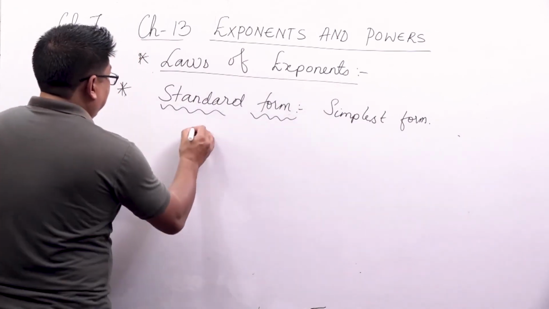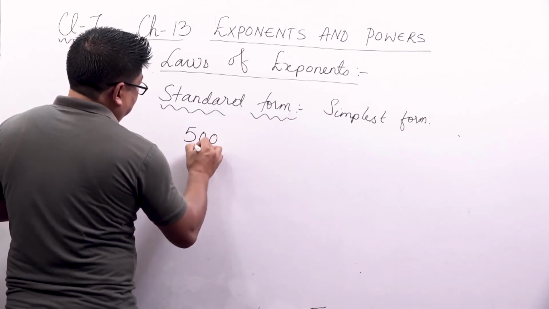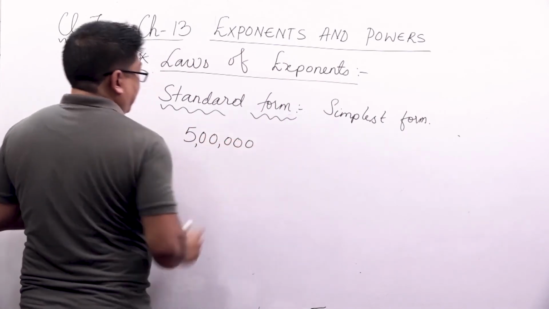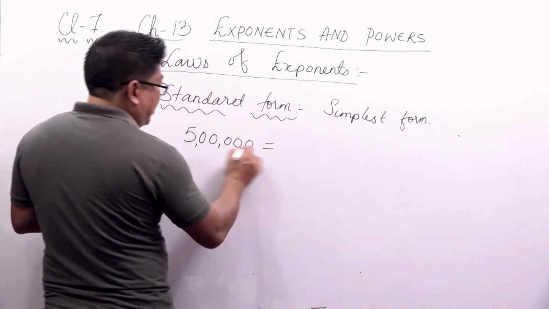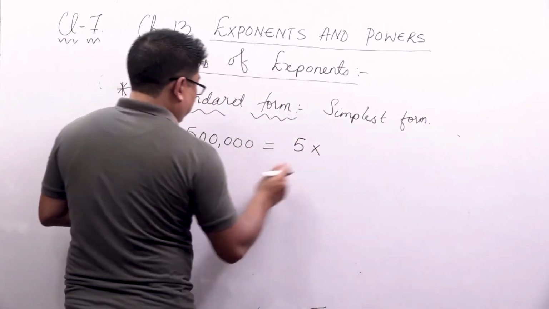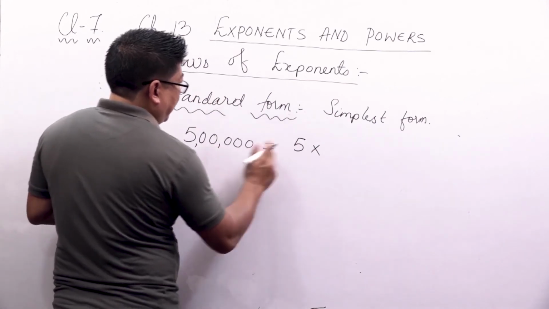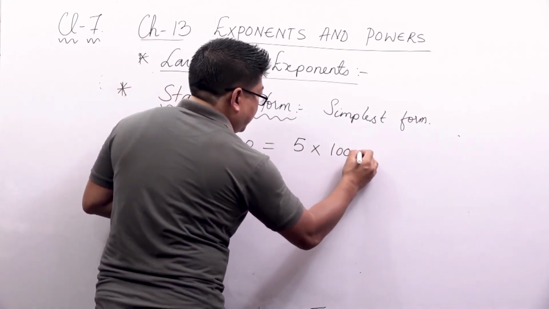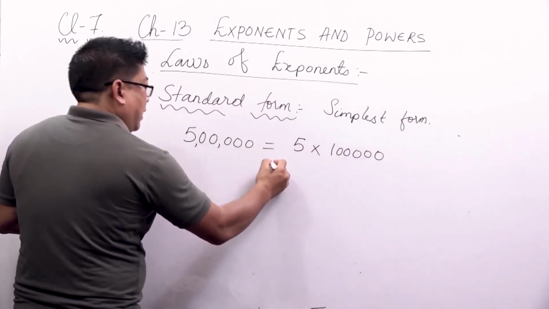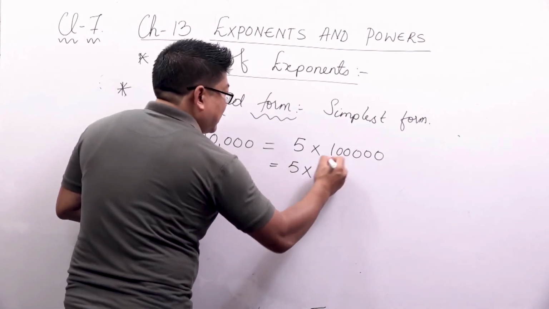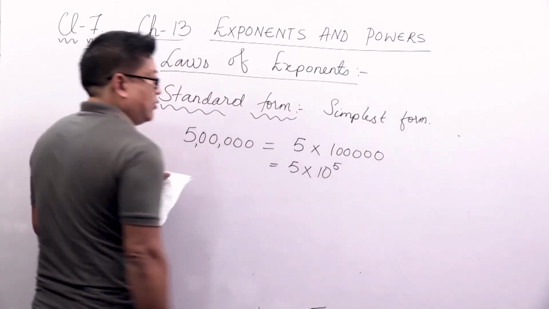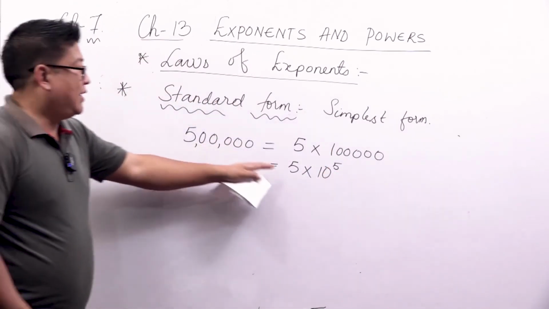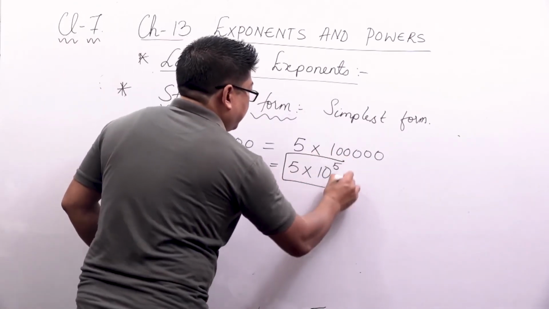For example, if I have this number, 1 followed by 5 zeros, 1, 2, 3, 4, 5, I can write this as 10 to the power 5, since there are 5 zeros. So this is your standard form.